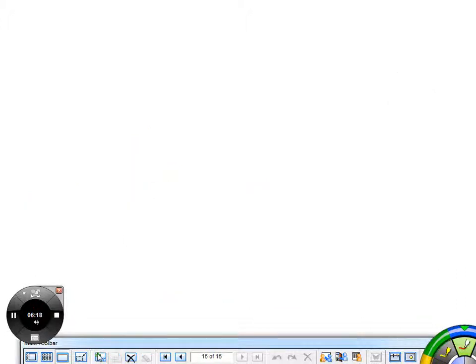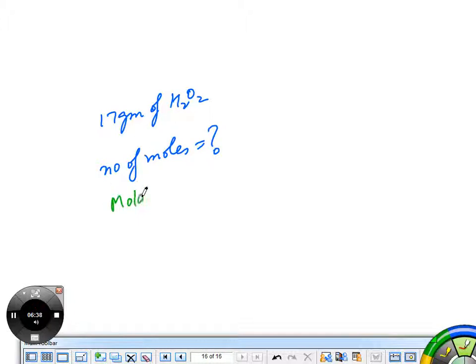We can have one more question, that in 17 gram of H2O2 is given, right? So number of moles we have to calculate. See, molar mass, if you calculate molar mass or molecular mass, that is 34 in this case. So mass is given 17, molar mass is 34. So answer will be 0.5 moles. So this should be the answer.